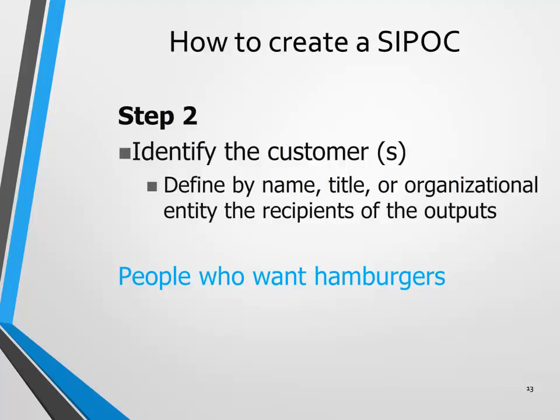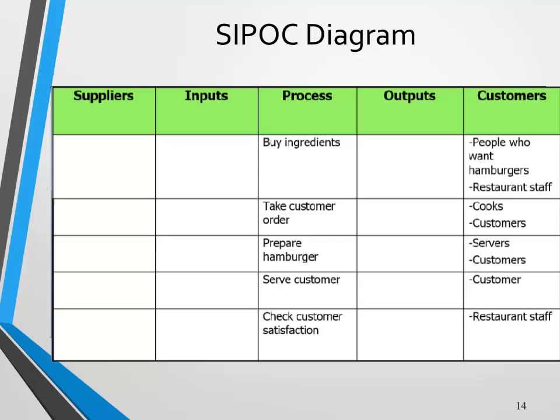In step 2, we identify the customer. We define that by name, title, or organizational entity, whoever is the recipient of the outputs. In our case, people who want hamburgers. The SIPOC diagram now contains 5 process steps and associated customers.